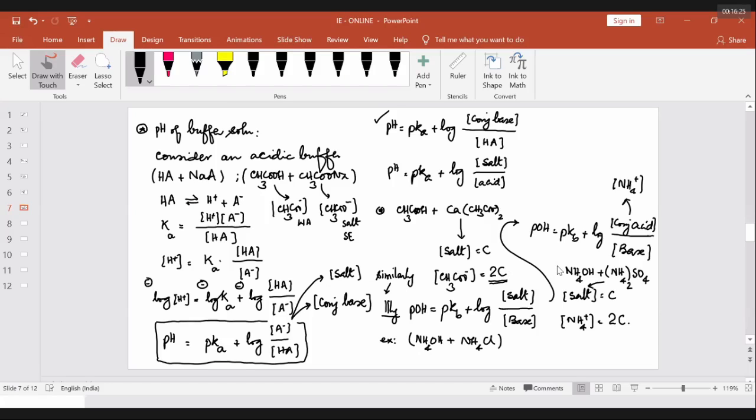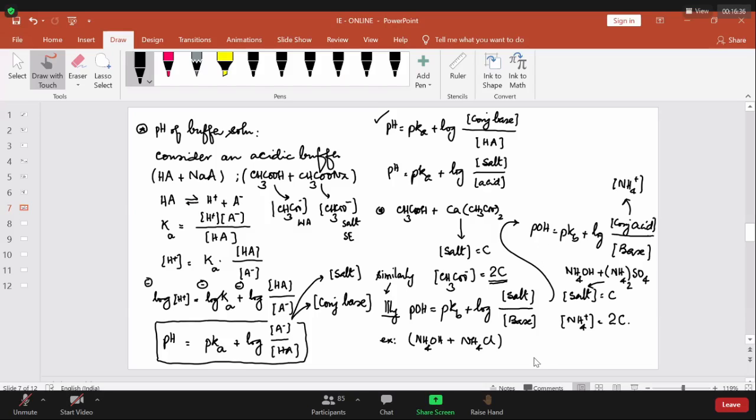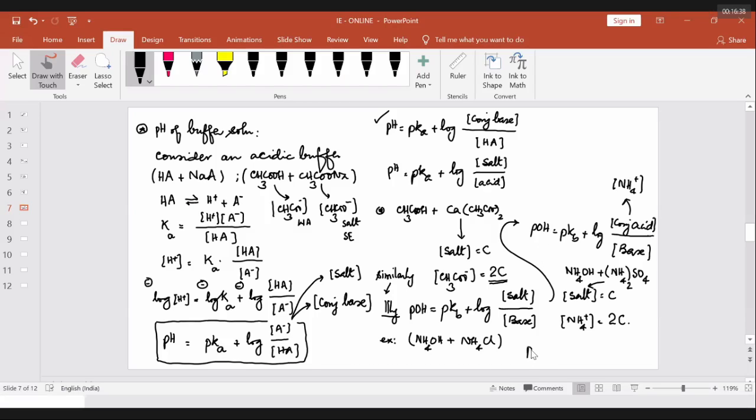If suppose, for example, someone says, no, sir, I don't want to write pOH value because every time they will ask you pH, right? Suppose if I am taking basic buffer, in basic buffer also, if you want to write pH, what is to be done? Very simple. pH is equal to 14 minus pOH, minus pKb minus log of concentration of salt by concentration of base. Chaliye, write down this equation also. I'll go to the next slide.